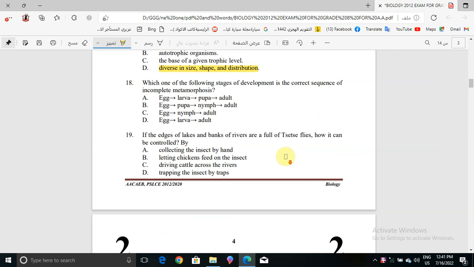Now question number 18. Which one of the following stages of development is the correct sequence of incomplete metamorphosis? Incomplete metamorphosis has only 3 stages, which are egg, nymph, then adult. That means the correct answer for question number 18 will be choice C.